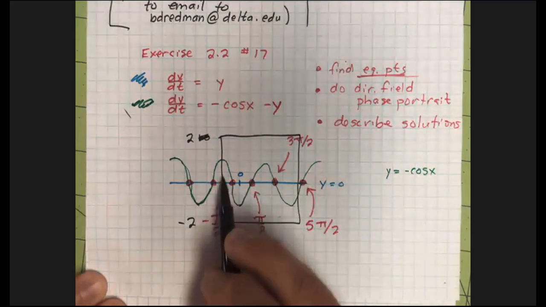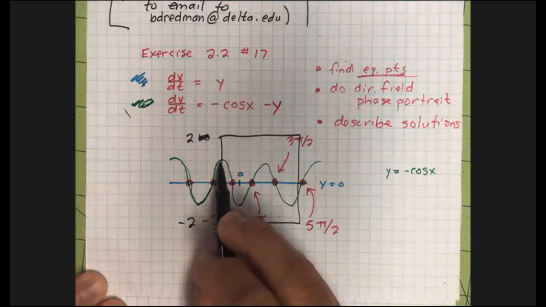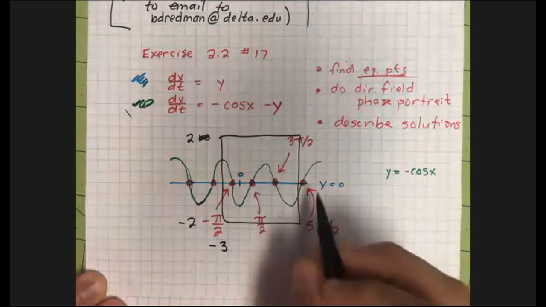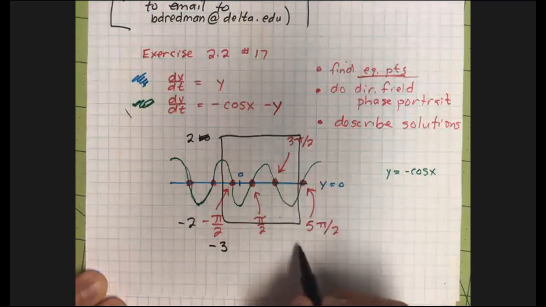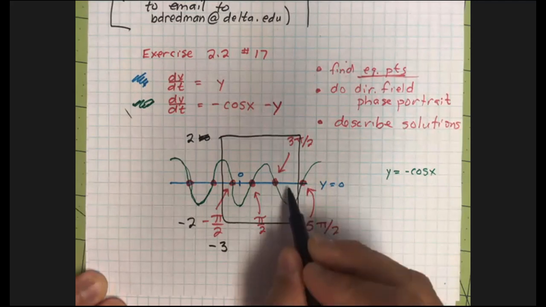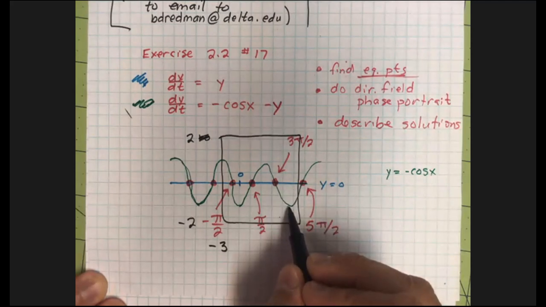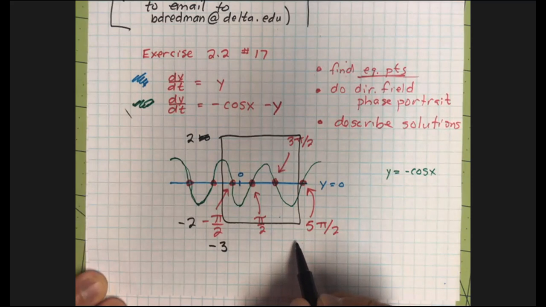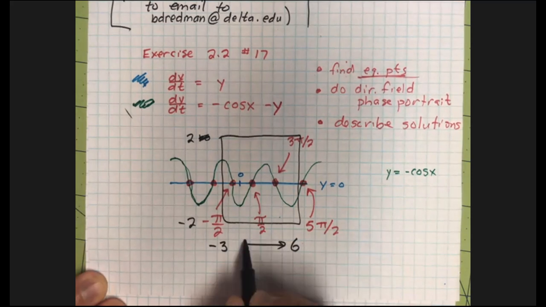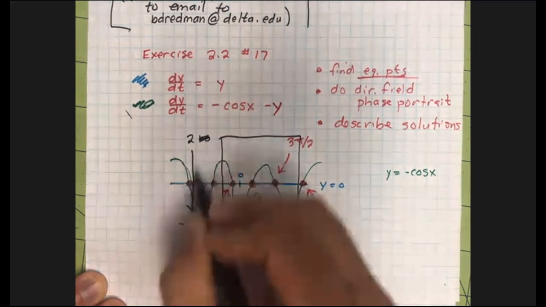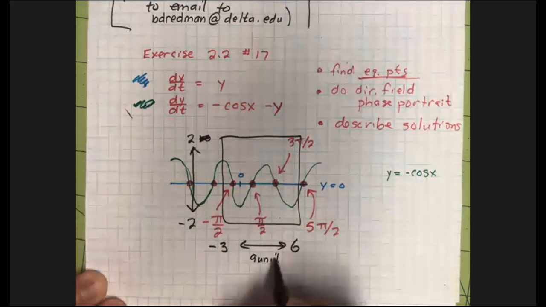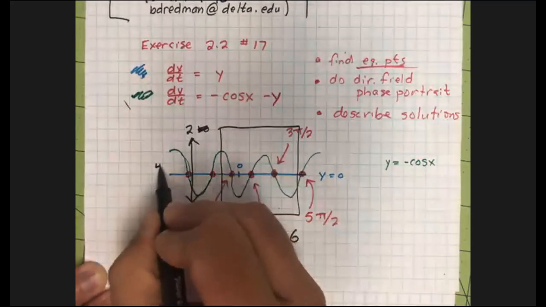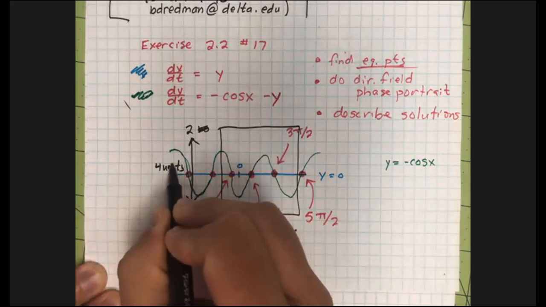Pi over 2, 1.57. Here's a negative pi right there. How about -3 to pi, 5 pi over 2, which is 15 over two, roughly. Let's set that up to 6. -3 to 6, -2 to 2. This is 9 units, by the way. This is 4 units. So I'm planning, right?